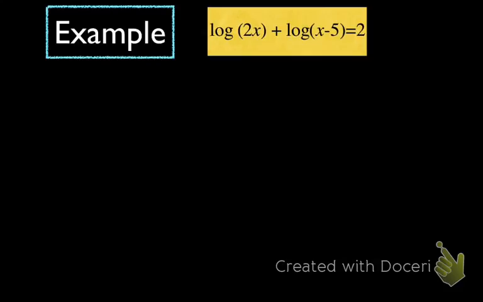I've got 2 logarithms on the left-hand side. I've got none on the right. I can't really get either one of these logarithms by themselves, but I can take 2 logarithms and compress them together into 1 logarithm. That's what we just worked on. So how do I take 2 logarithms that are added and compress them to 1 logarithm?